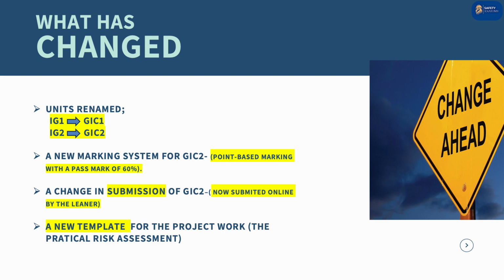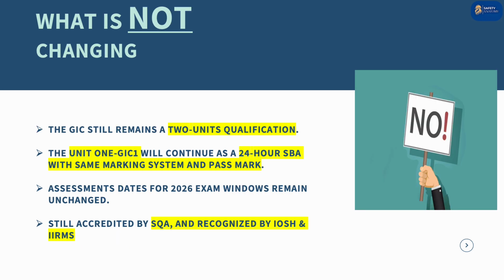Now that we know the new changes, let's see what is not changing. There are certain things that are still the same. The GIC still remains a 2-unit qualification. The GIC1 will continue as a 24-hour scenario-based assessment. The marking system is still going to be the same. The pass mark is still going to be 45%. The assessment dates for the 2026 examination windows still remain the same.